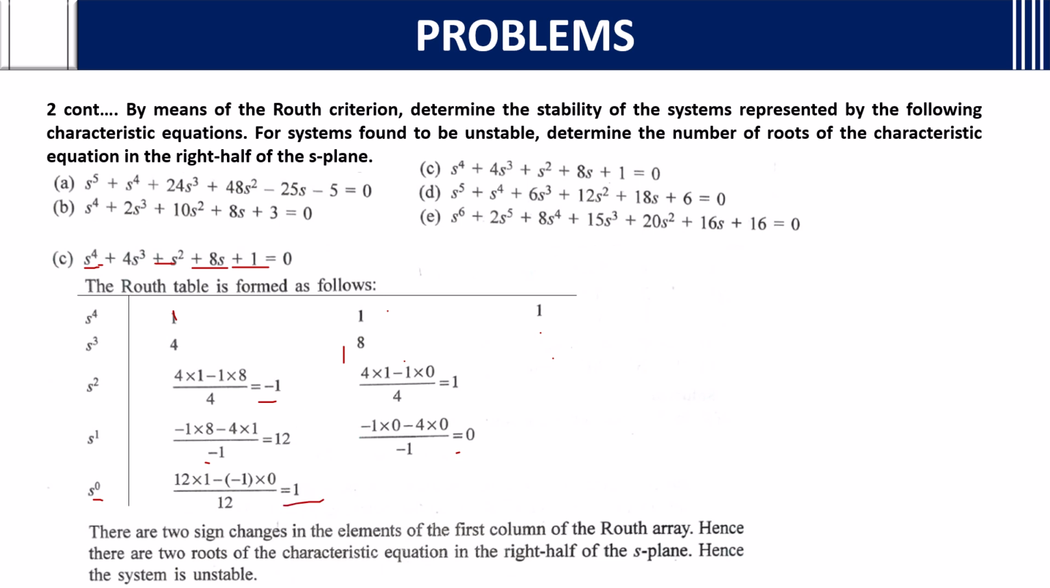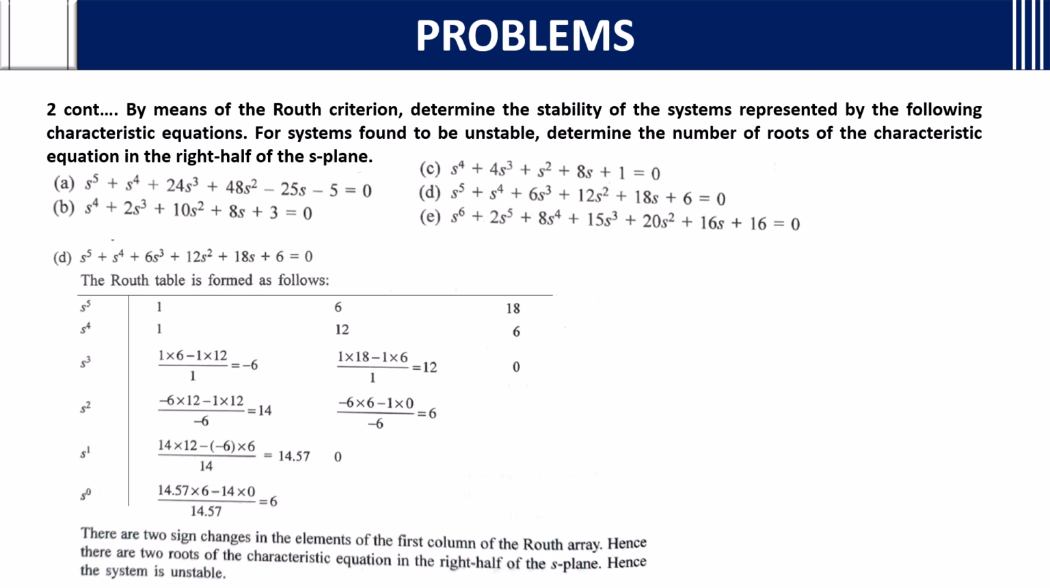As you can see here, in the first column, all the values are not positive. There is one negative value. So we need to find how many roots are on the right half of the S plane. If you see, there is a sign change from positive to negative and negative to positive. There are two sign changes in the elements of the first column of the Routh array. Hence there are two roots of the characteristic equation in the right half of the S plane. Hence the system is what? Unstable.